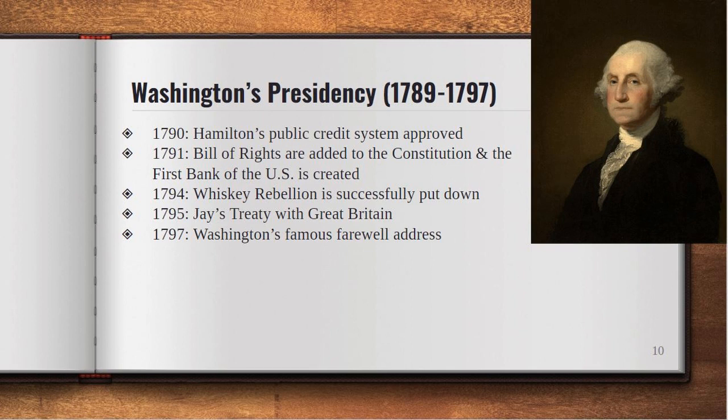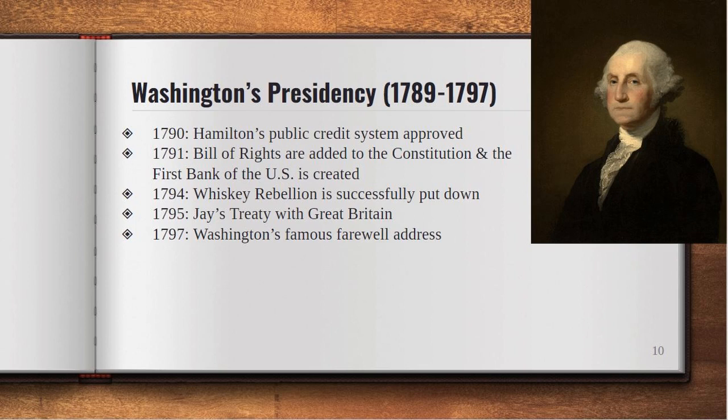to 1797. His presidency was not a smooth one, though, as opposing political forces led by Alexander Hamilton and Thomas Jefferson tried to sway Washington to their point of view. Hamilton usually won out and was able to implement his financial plan that included a public credit system and First Bank of the United States. Also in 1791, the promised Bill of Rights was added to the Constitution.